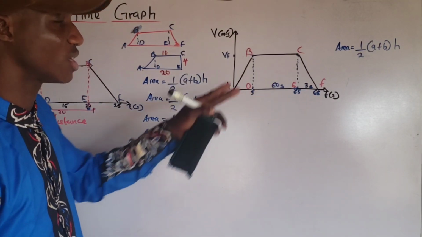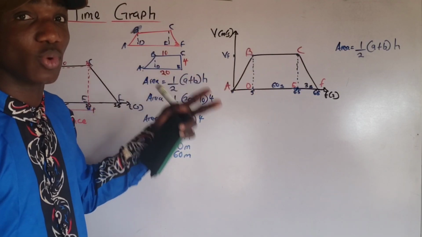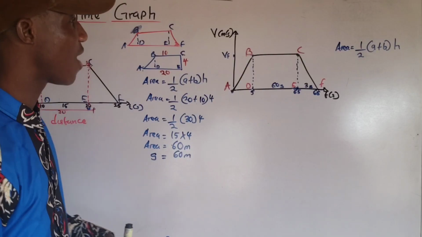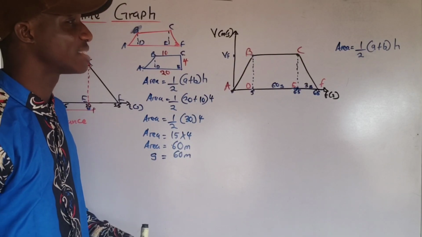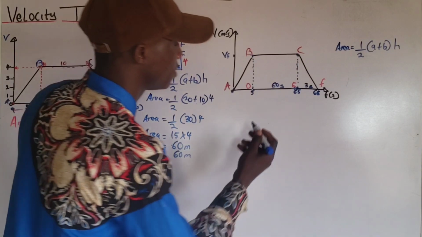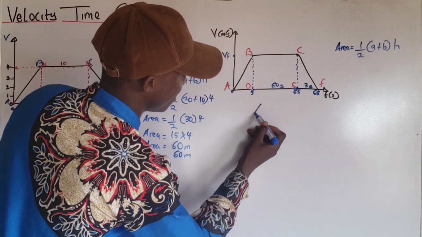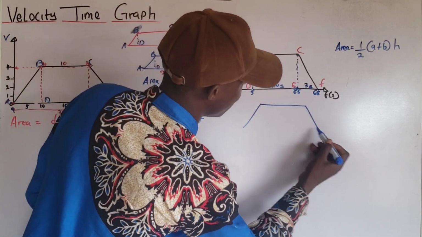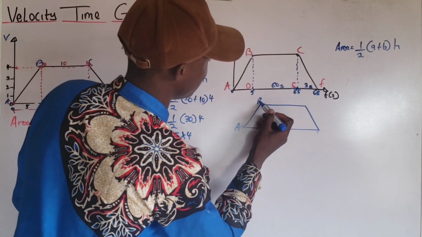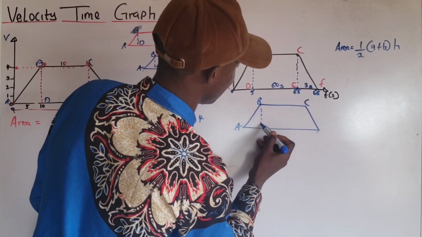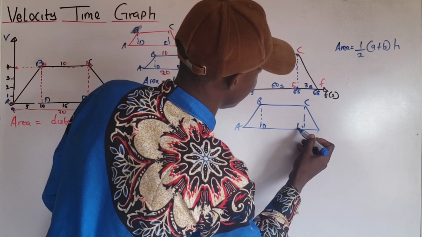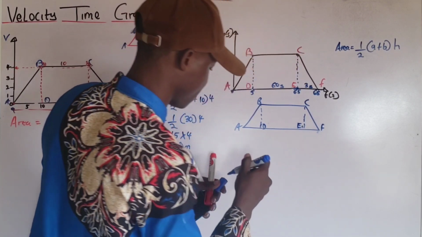So the height on the velocity time graph is the velocity. All you have to do is trace that point to the velocity axis, which is the y-axis, and you are going to get the corresponding value. That corresponding value is the height. Now, we know that A and B are the parallel sides of the trapezium. This is the shape that we have. This is A, this is B, this is C, this is D, this is E, and this is F.